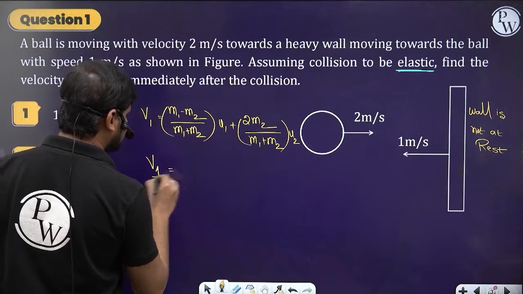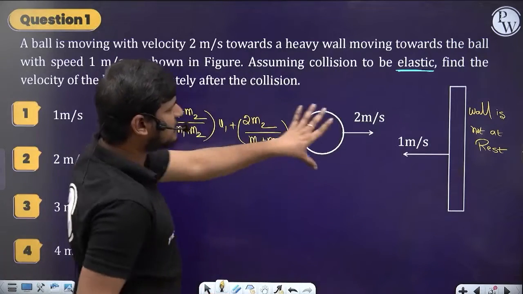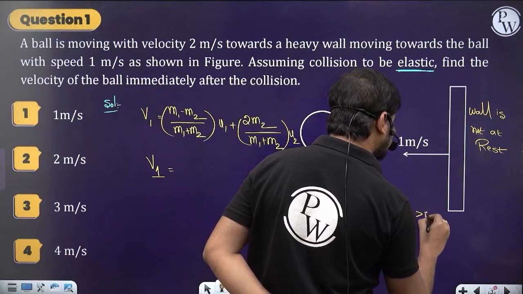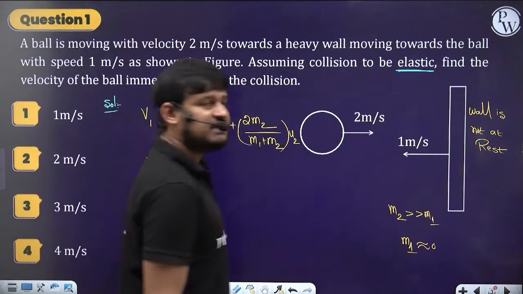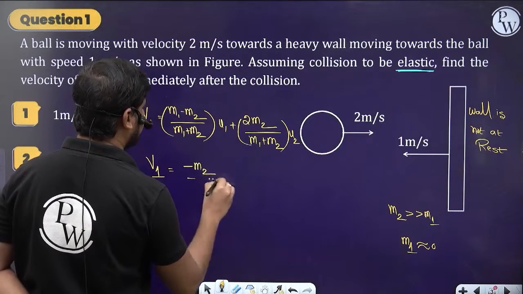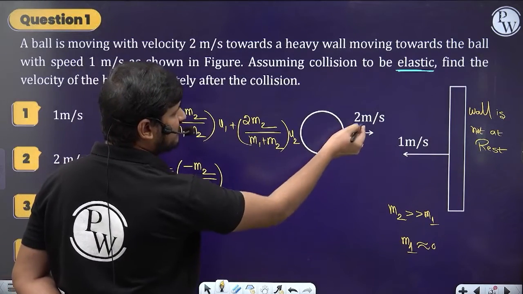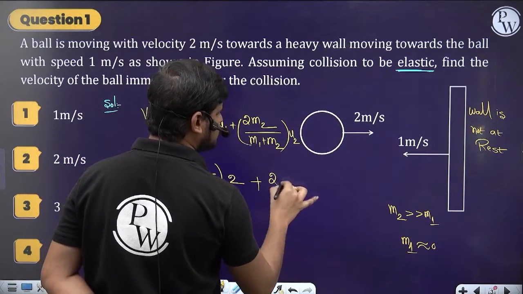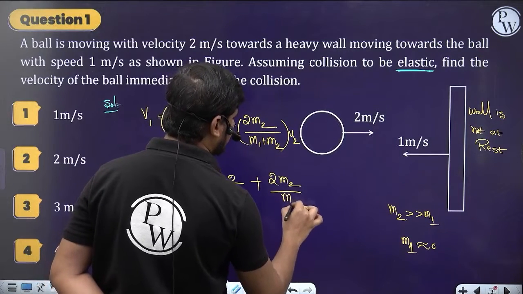So v1 is equal to... as the wall mass is far greater than the ball mass, as m2 is far greater than m1, we can consider m1 almost negligible, m1 tends to 0. So if m1 is 0, I can write minus m2 by m2 into u1, where u1 velocity is 2 meters per second, plus 2 into m2 by m2 only, into u2.